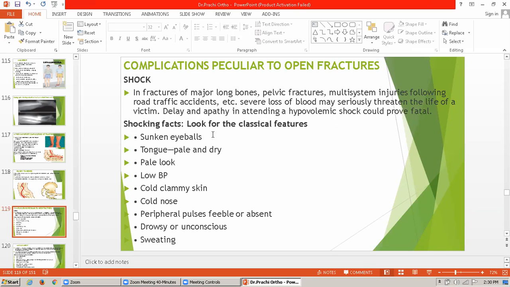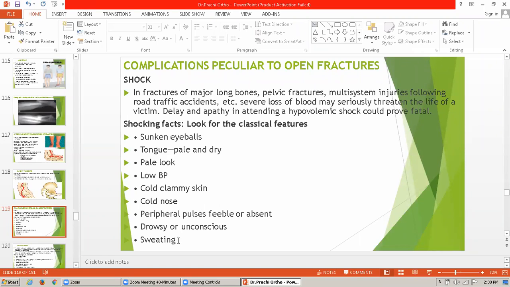The classical features of shock to look for are first, sunken eyeballs, the tongue is pale and dry, pale look, BP is low, there is cold and clammy skin, the nose is also cold, peripheral pulses are feeble or absent, and drowsiness or unconsciousness with sweating.